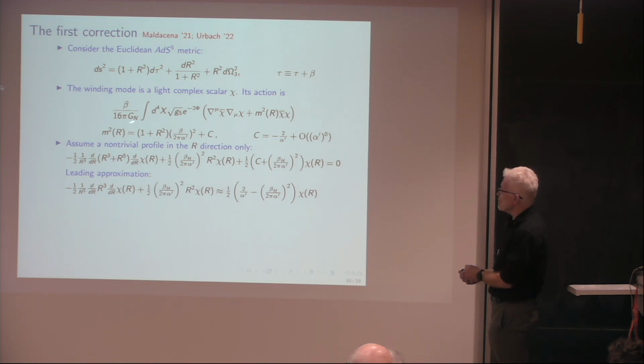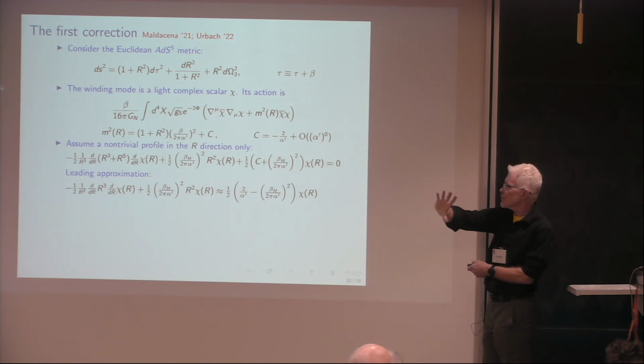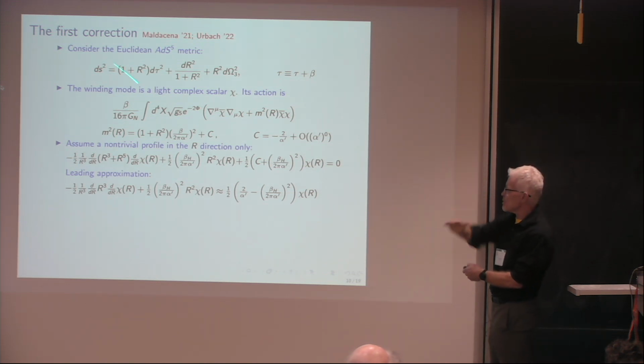But for the mass term, since the string is winding around this thermal circle, as we move away from the origin, the length of this winding mode gets bigger, and so that will increase the energy of that state.